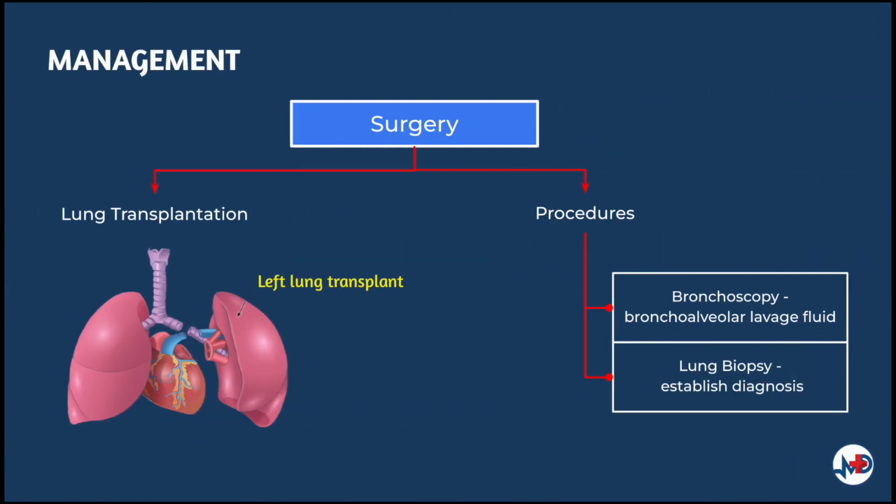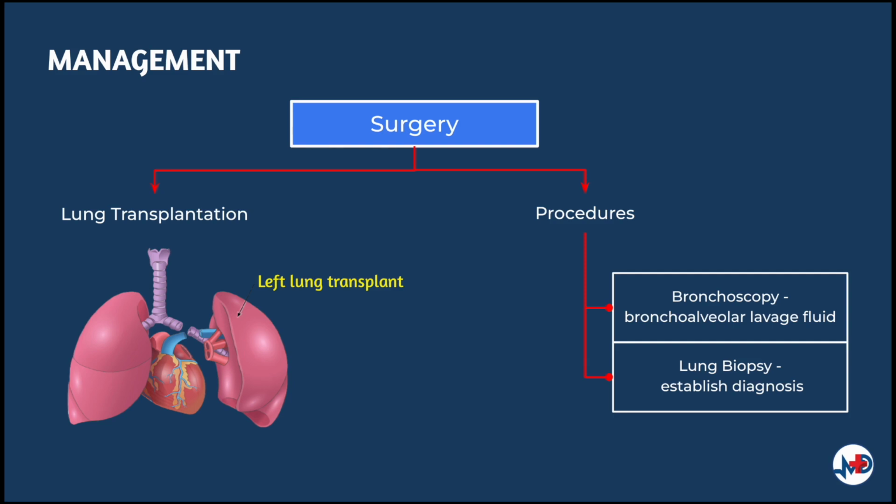So talking a little bit about lung transplantation for idiopathic pulmonary fibrosis, it is considered due to the natural progression of the disease. Lung transplant may be an option of last resort, and for some people with severe interstitial lung disease who have not benefited from other forms of treatment options.